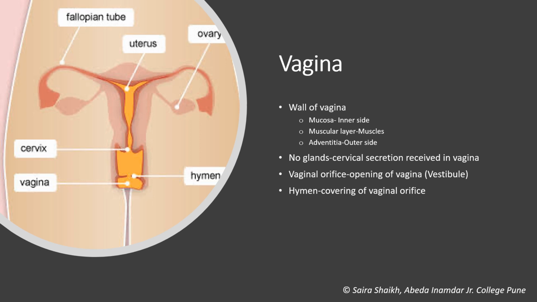The vagina opens into the vestibule. The opening is called the vaginal orifice. This opening is partially covered by a membrane called the hymen. The vagina has importance. During the delivery of the child, the vagina acts as a birth canal. It is also important because this is the path through which the menstrual blood flow is released.